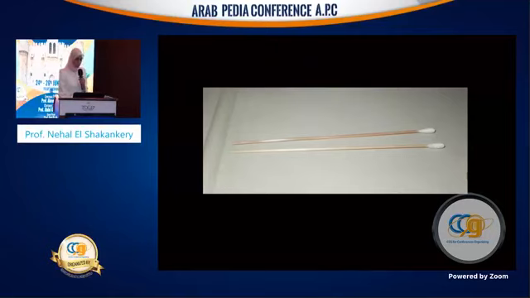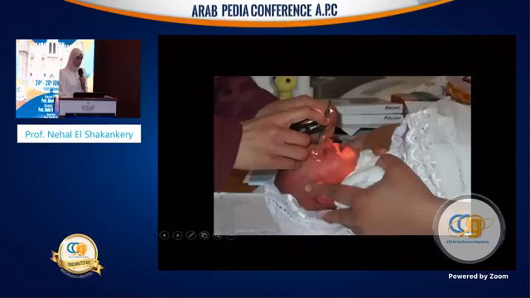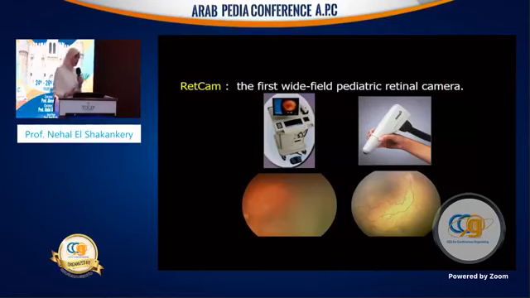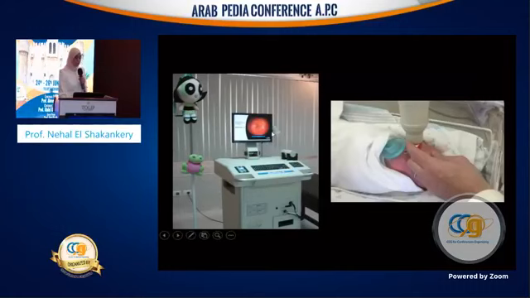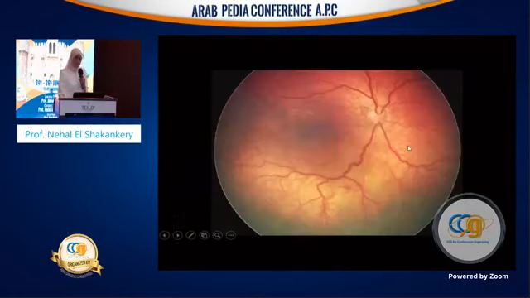And then here you can see that the baby is being examined. This is the lens, and here how we press along the globe. Or we can examine them with the RetCam, which is the first wide field pediatric retinal camera. It's a huge camera like that, and the camera is put over the cornea of the infant, and it gives you an idea about the whole retina. This is the disc, and these are the blood vessels. And you can see here the line. This is the demarcation line. This is stage 1 retinopathy of prematurity.